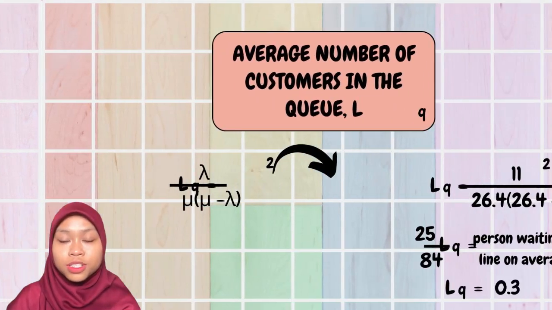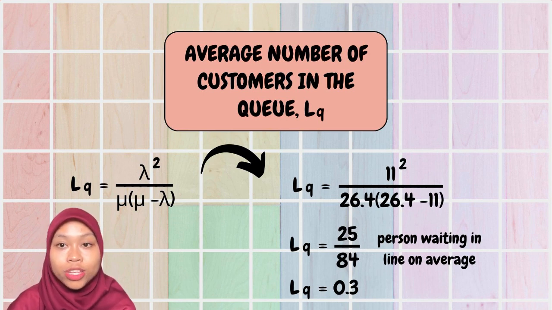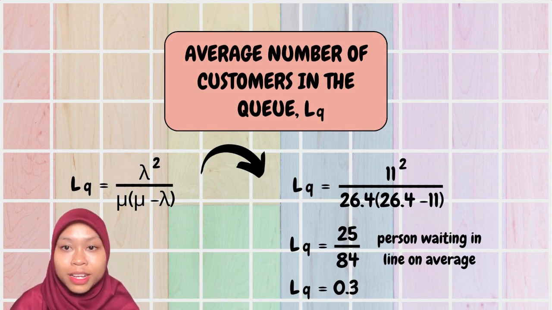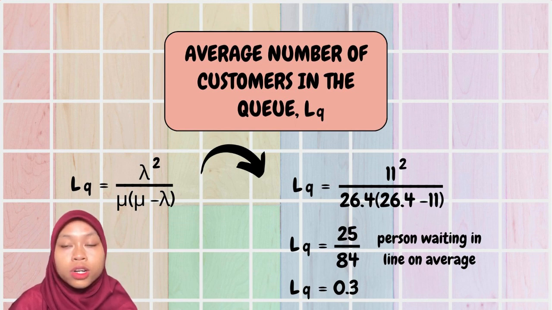Hi, I'm Nooranisyah. Now, I will show you how to use the information of lambda and mu to get the average number of customers in Q, which is Lq. Using the formula Lq equal to lambda squared divided by mu multiplied with mu minus lambda, after substituting all values, we will get Lq equal to 11 squared divided by 26.4 multiplied with 26.4 minus 11. Then we will get Lq equal to 25 over 84 or 0.3 in waiting line.